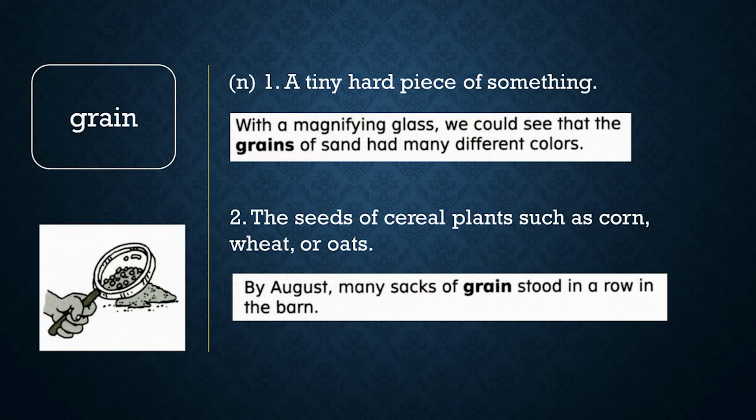Grain is the seeds of cereal plants such as corn, wheat, or oats. By August, many sacks of grain stood in a row in the barn.